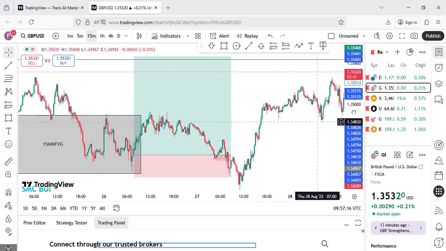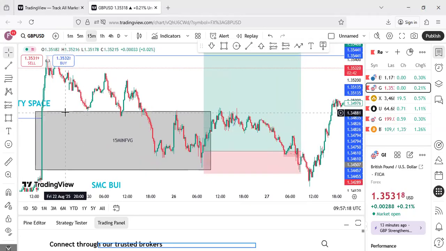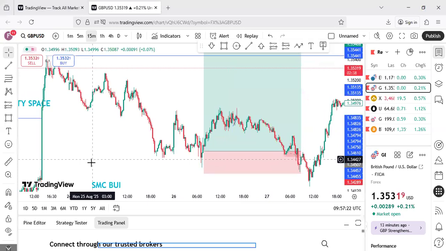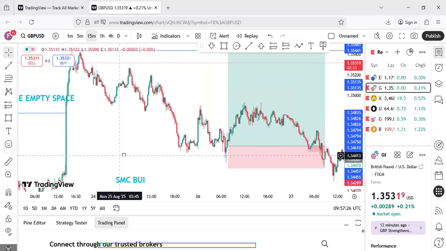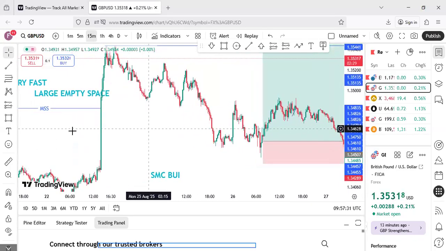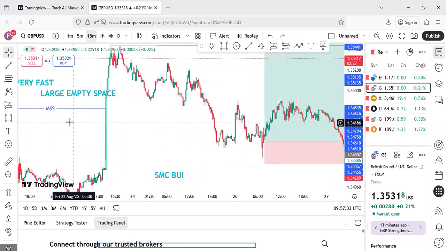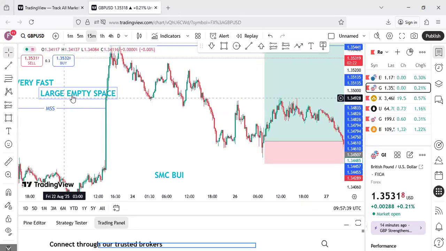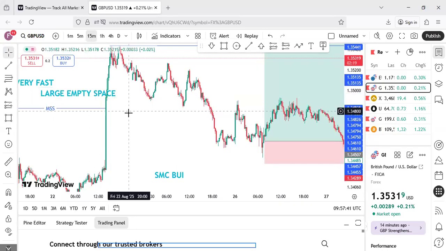We learn lessons every day. Traders, you have to learn, keep learning. Trading is keep learning. You have to improve every single day. So now, these are the major characteristics of liquidity void. Number one, created by a fast impulsive move, and number two, a large empty space.